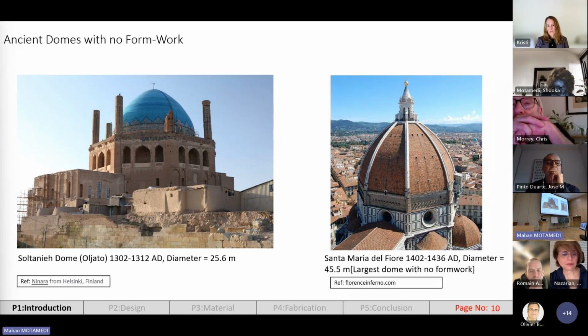100 years after, there's the dome of Santa Maria del Fiore, which is a double-layered dome with an inner circle diameter of 45 meters. To the best of my knowledge, this is the largest dome ever made without any formwork.